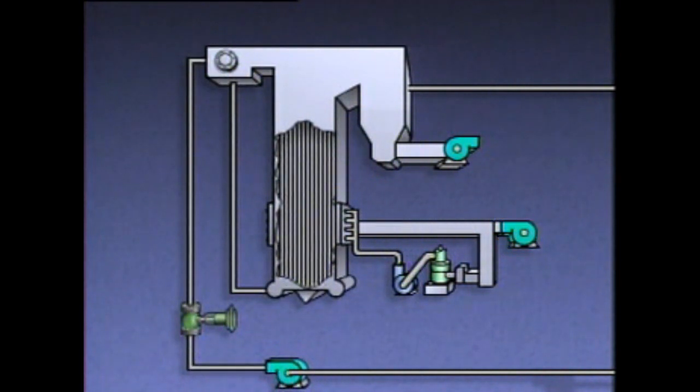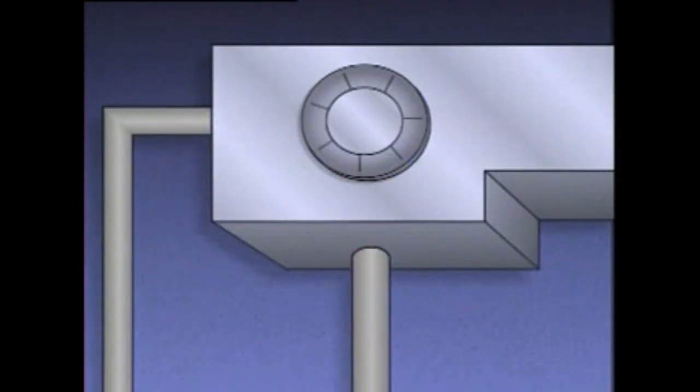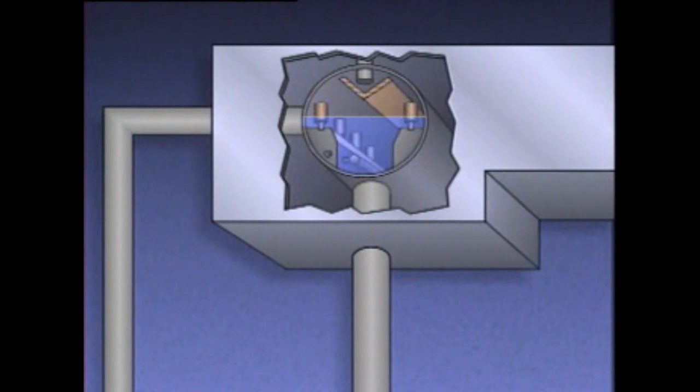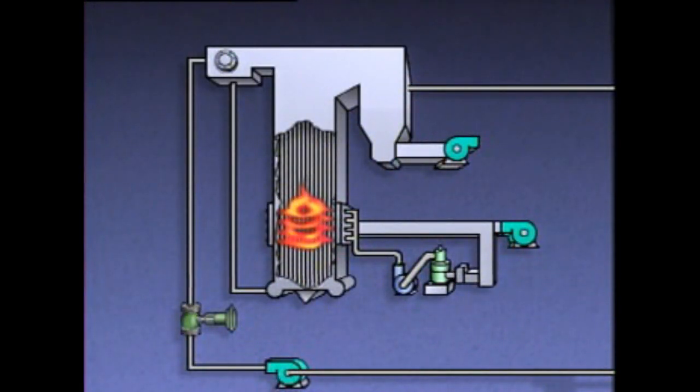Once the fuel is blown into the furnace, it is ignited. The heat in the furnace raises the temperature of the water in the water walls. A mixture of steam and hot water rises up into the steam drum. In the steam drum, the steam is separated from the water. The water recirculates back to the water walls through large pipes called downcomers. After the steam is further heated by heaters called superheaters, it flows from the boiler to the turbine.